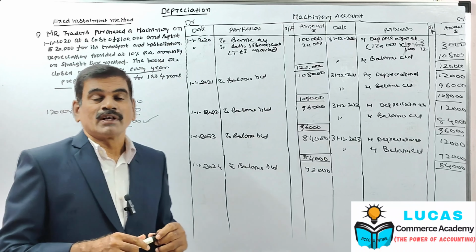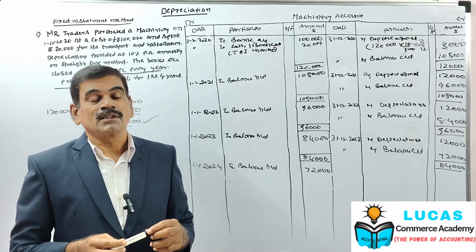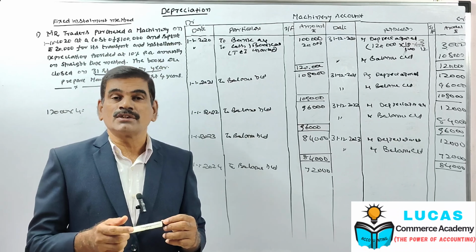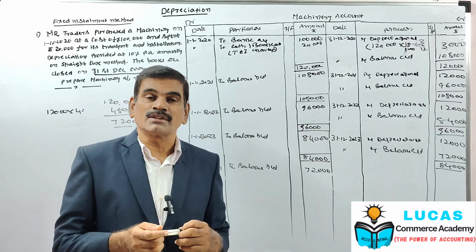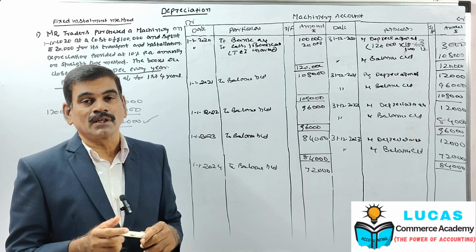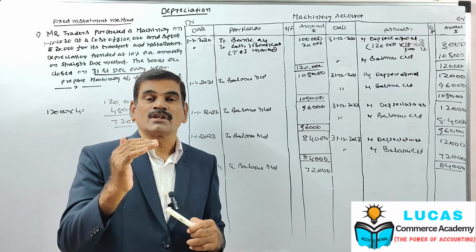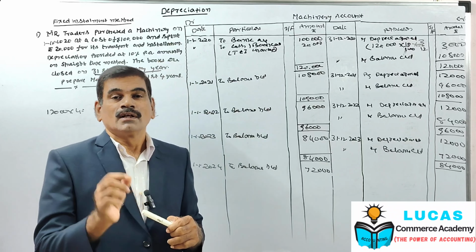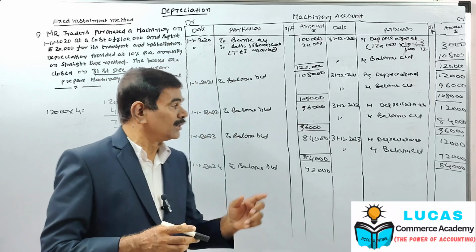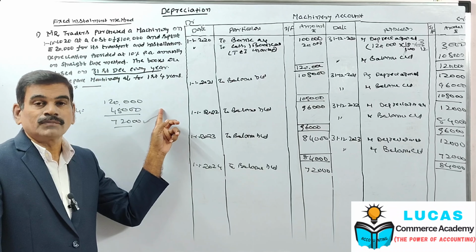So when an asset is purchased, what is the journal entry? Asset account debit to cash or bank account. When erection or installation charges are paid, what is the journal entry? Machinery account debit to cash or bank account. Then depreciation is provided on the last day of the accounting year. The entry for this is depreciation account debit to asset account. Then the amount of depreciation is to be transferred to the profit and loss account. Okay, so this is the problem.